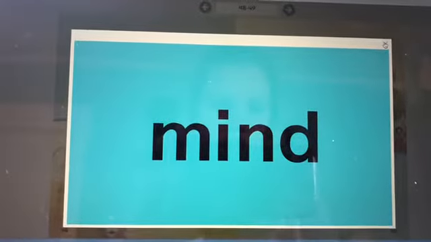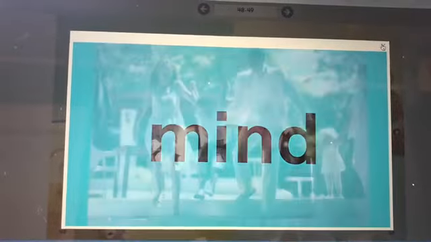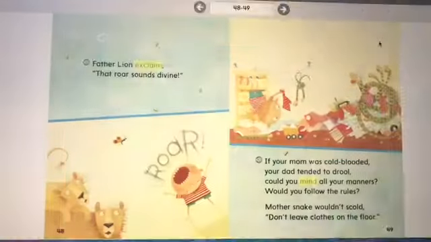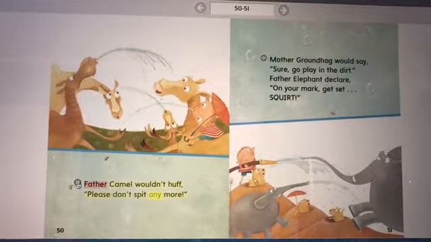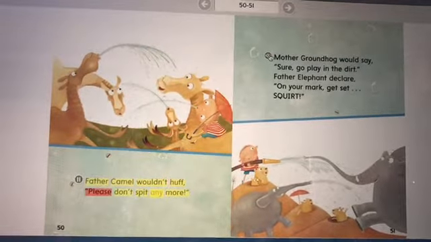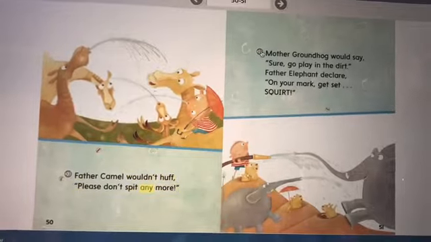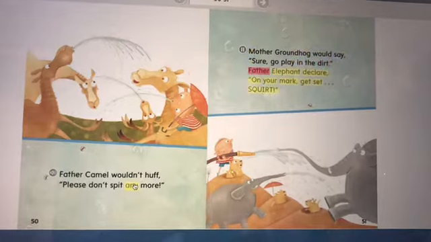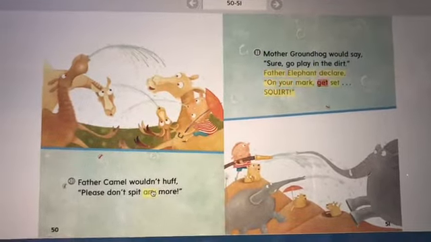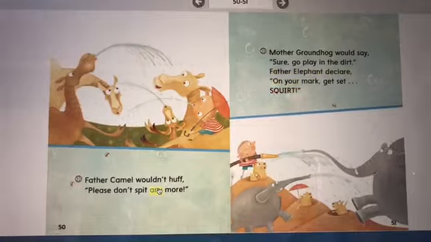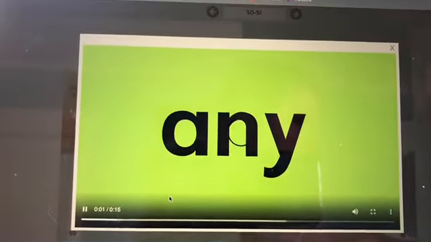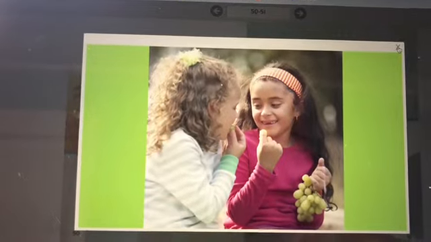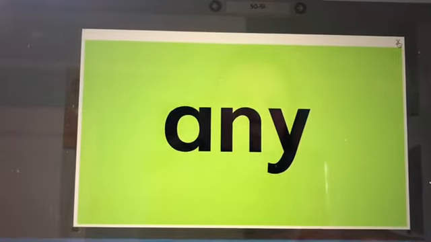Mind. To pay attention to or worry about. Look out. Mind the steps. Mind. Father Camel wouldn't huff, please don't spit anymore. Mother Groundhog would say, sure, go play in the dirt. Father Elephant declare, on your mark, get set, squirt. Any. One or some. Do you want any of my snack? You can have part of it. Any.